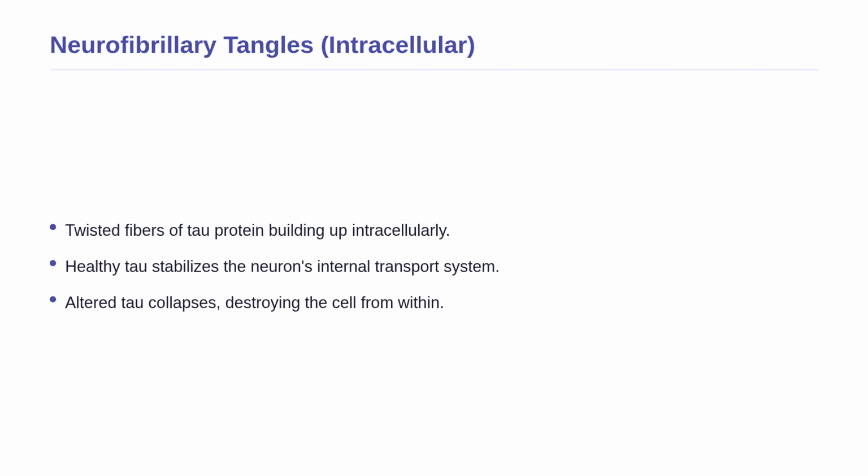But in Alzheimer's, this tau protein becomes abnormally altered and collapses. Without this internal support, the neuron cannot transport nutrients or communicate, ultimately leading to widespread neuronal death and physical shrinkage of the brain.